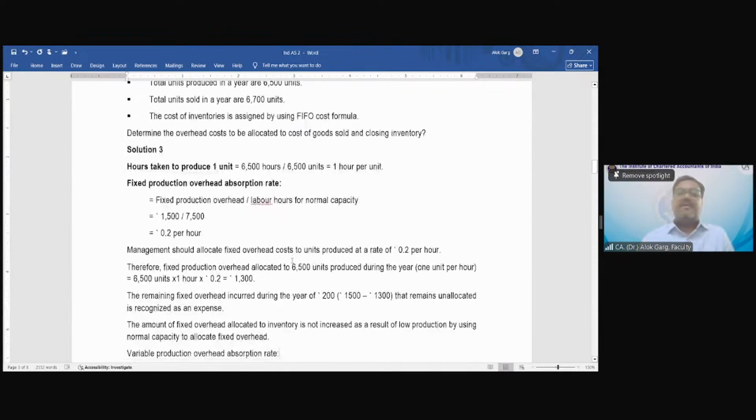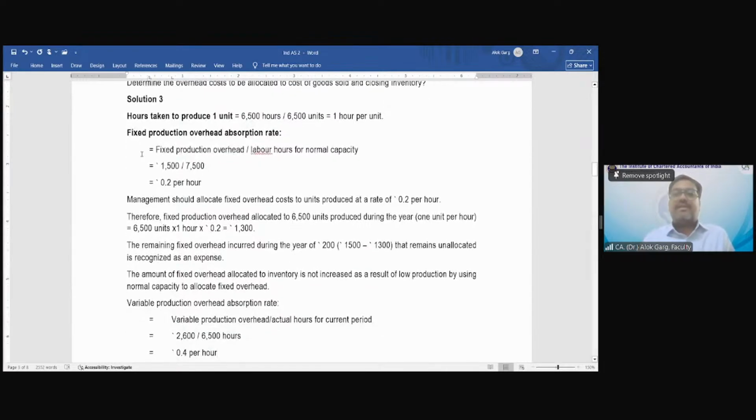Yes. So let's discuss this question now, step by step. What are the hours taken to produce one unit? 6,500 labor hours divided by 6,500 units produced, 1 hour per unit. What is the overhead absorption rate? Fixed production overhead divided by labor hours for normal capacity, 20 paisa per hour. So management should allocate the fixed overhead cost to the units produced at a rate of 20 paisa per hour. Is that clear?